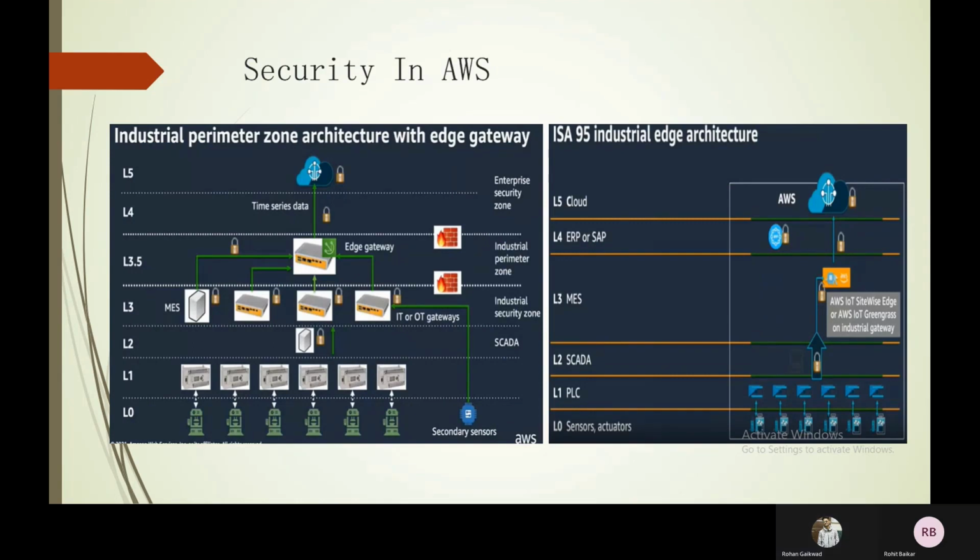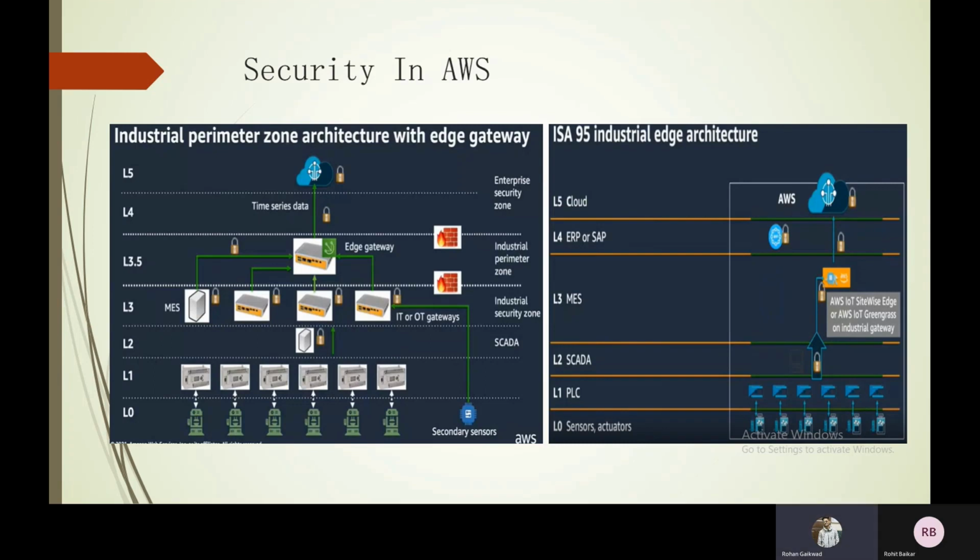Security in AWS. Industrial perimeter zone architecture with edge gateway. In this scenario, the cell or area zone defines the trust boundary, where devices are allowed to communicate in real time, but traffic leaving or entering the cell or area zone is subjected to inspection. Now let's talk about the second topology, which is securing the network connection from edge gateway to cloud. The best practice to secure the cloud connections is to keep the network traffic private and encrypted.